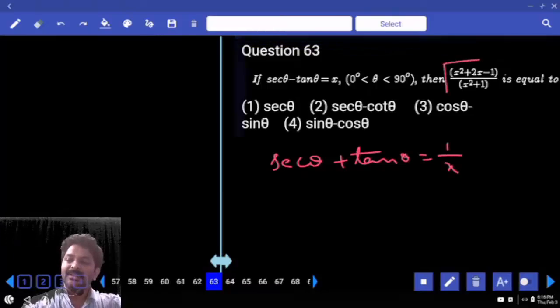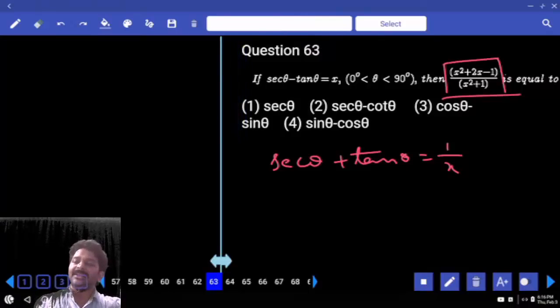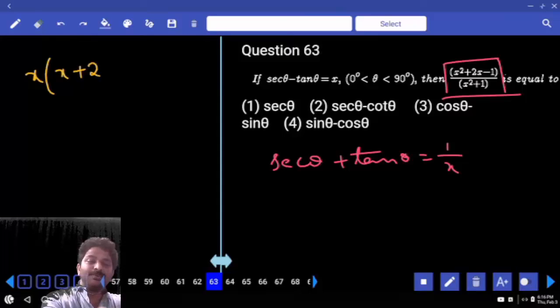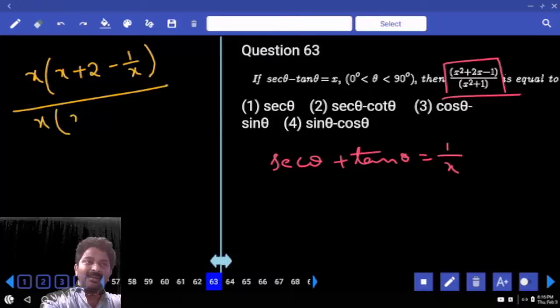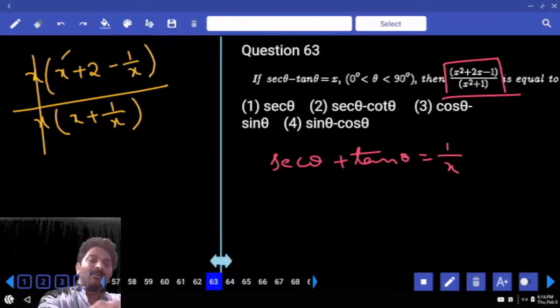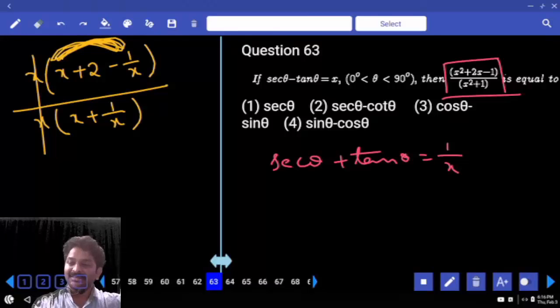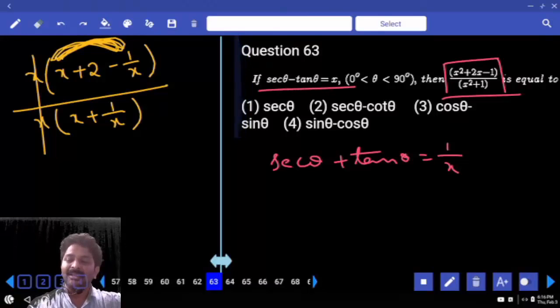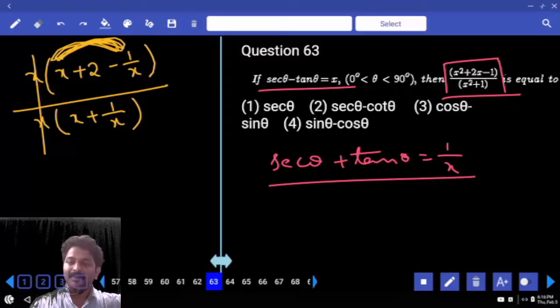So in the question, in the numerator take x common: x plus 2 minus 1 by x. Even in the denominator also take x common: x plus 1 by x. x gets cancelled. What is here? x minus 1 by x. Correct? You know the x value and also the 1 by x value. When you add both, 2 secant theta is equal to x plus 1 by x.